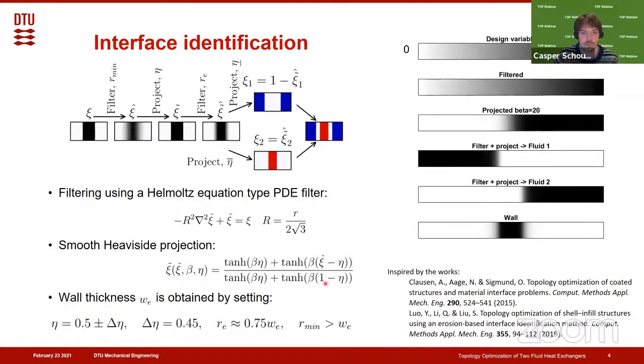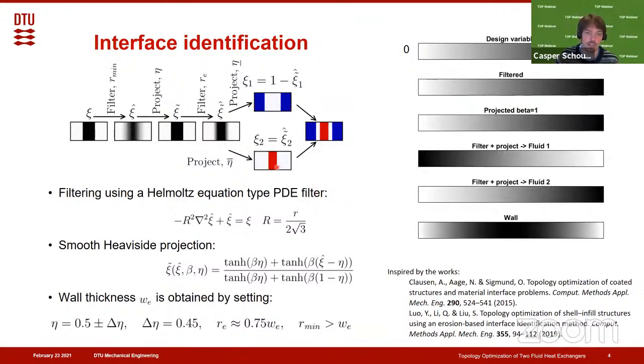So basically by using a set of filter operations, if we have the design filter here shown in black, we filter the design, then we get a grayscale, we can then project it to make sure that we have a well-projected design. Then we filter it again to make sure that there is a gradient, and then we do an offset. In contrast to the usual Heaviside projection filtering, where we might use eta equal to 0.5, we do it at two different values, which gives us these well-separated fluid channels, as seen in blue here, and then you get the part that is the wall down in red.